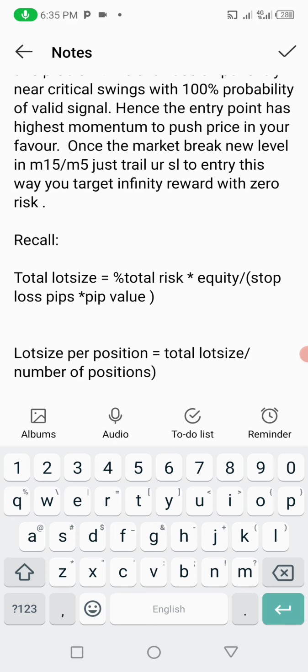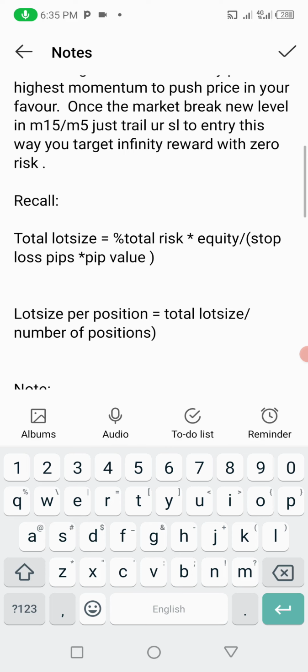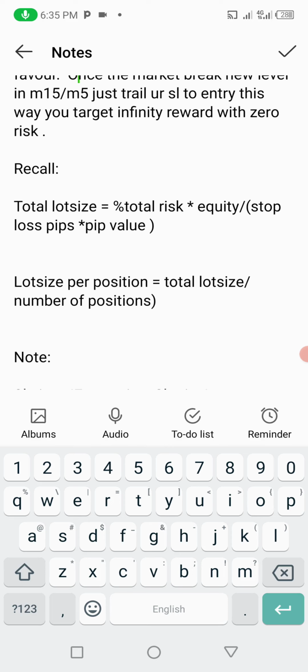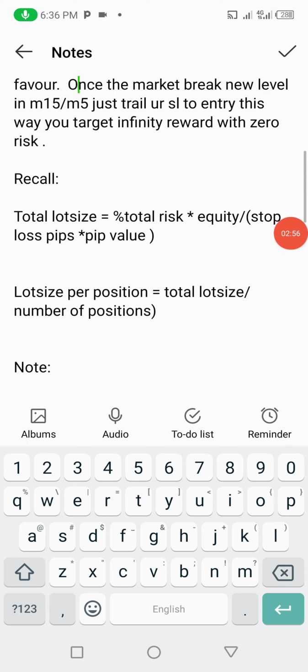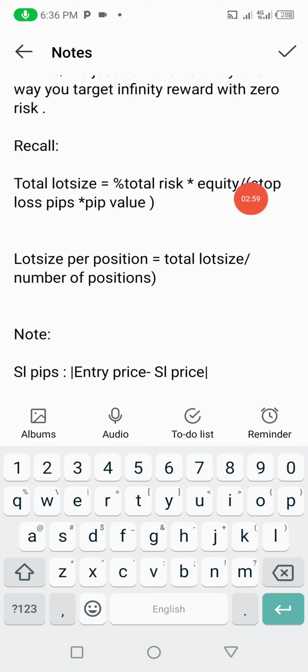But the biggest problem here is, how do we calculate the lot size to use? So that is where you need to pay attention. Total lot size is percentage total risk upon equity all over stop loss pip upon pip value. Okay, so you will know your equity, that's the amount you deposit, and your percentage total risk. You can say, okay, for any signal I'm gonna risk 10% as total risk. Typically I prefer 10% per signal.